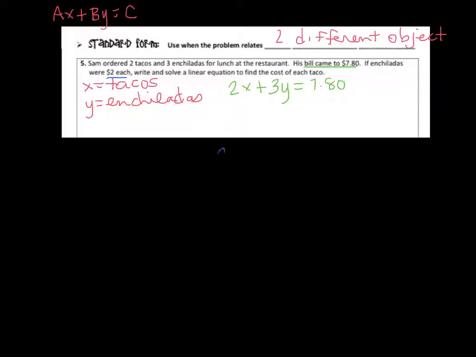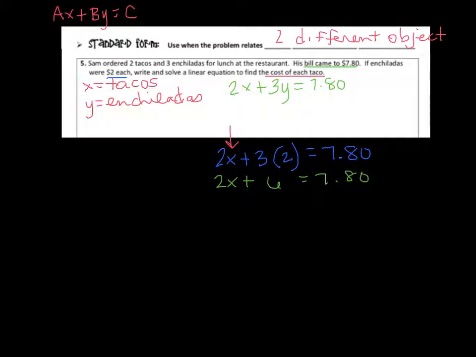So I know that I have 2x plus 3 times 2 equal to $7.80. Now what I'm trying to find out is, how much do tacos cost? So I'm going to go ahead and solve this equation, and that'll give me the value of x. So step 1 is to simplify, so I have 2x plus 6 equals 7.8. I got that 6 because that is what 3 times 2 was equal to.